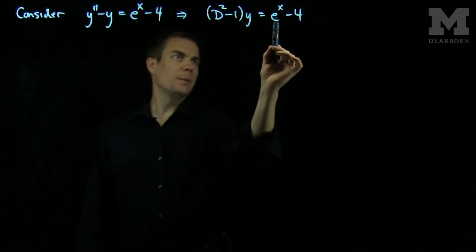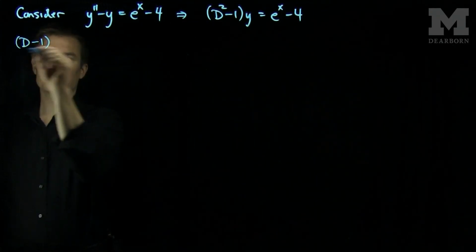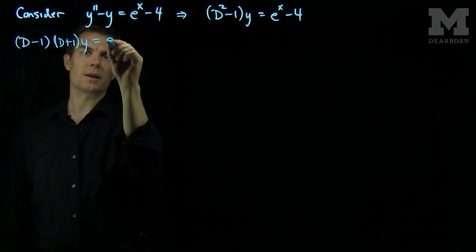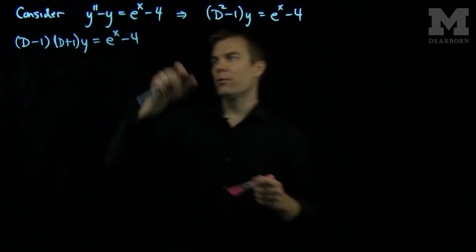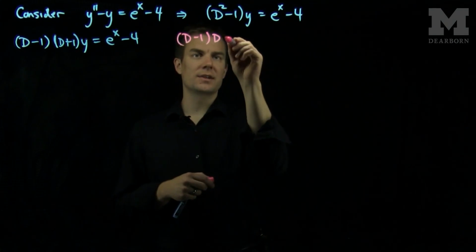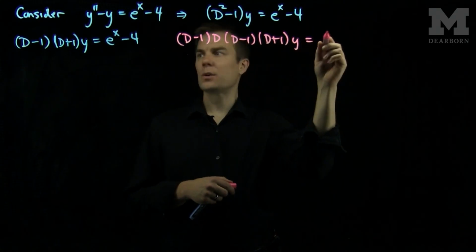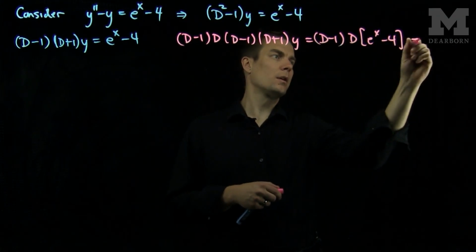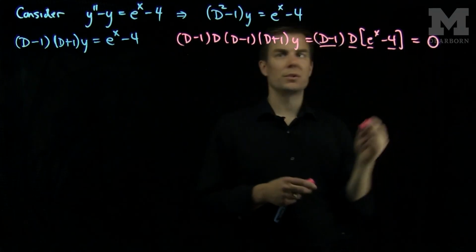And we need to figure out how to annihilate both e to the x and 4. So we note that the left-hand side is D minus 1, D plus 1 applied to y is e to the x minus 4. Then we can annihilate e to the x with D minus 1 and 4 with D. If we add those to the left-hand side, I'll have D minus 1 and D plus 1 applied to y is equal to D minus 1, D applied to e to the x minus 4. The D minus 1 will annihilate the e to the x, and the D will annihilate the 4. So this will be 0.